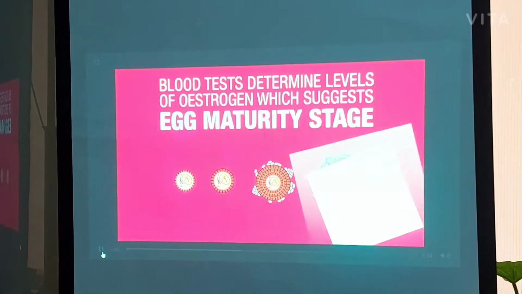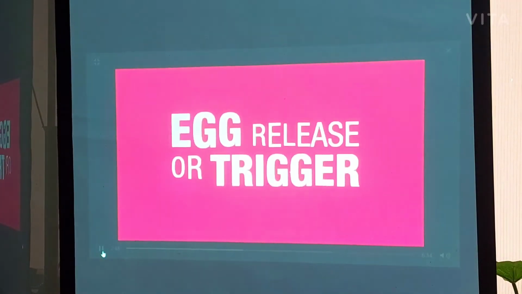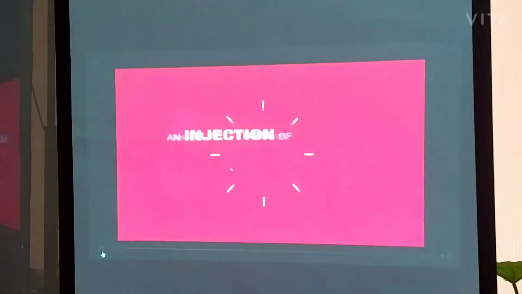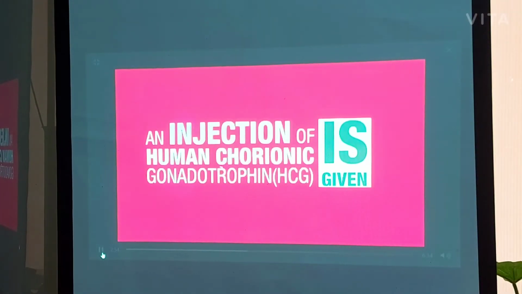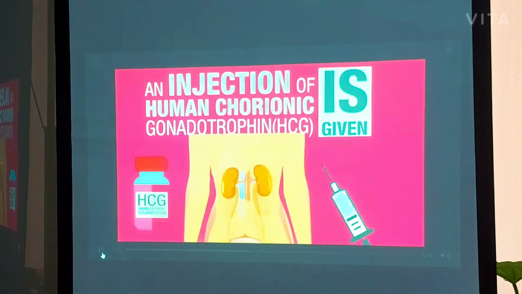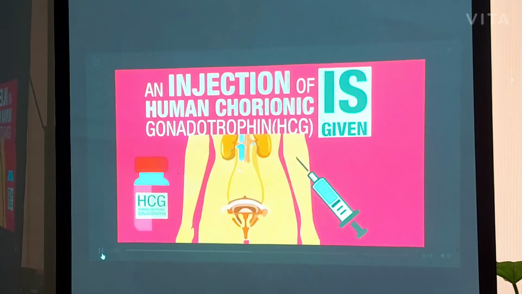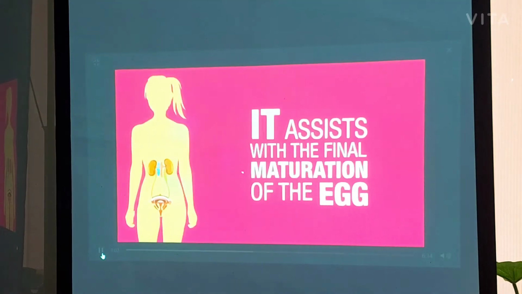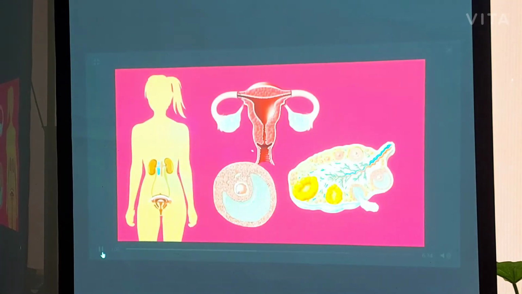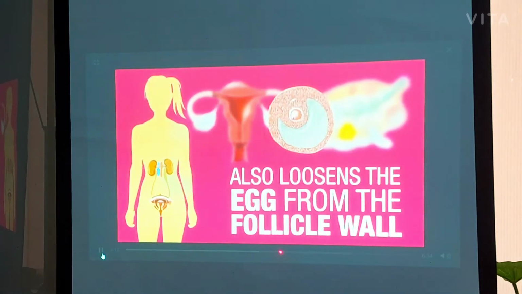If 2 to 3 follicles have reached a size of 18 mm, then egg release or trigger is planned, giving an injection of HCG, usually 5,000 or 10,000, or sometimes even recombinant HCG is used in different conditions. It assists the LH. The HCG assists in the maturation of the egg. It also loosens the egg from the follicle.